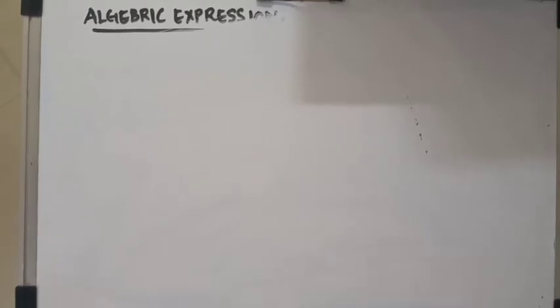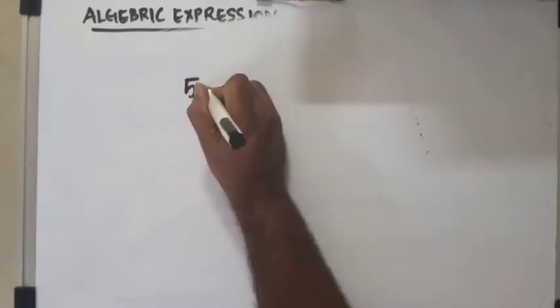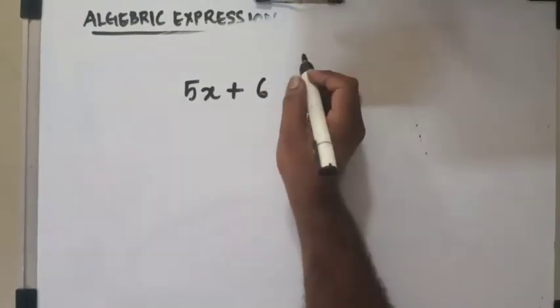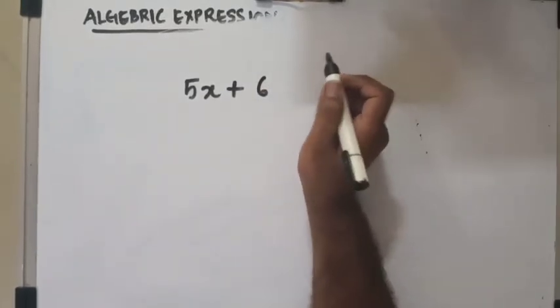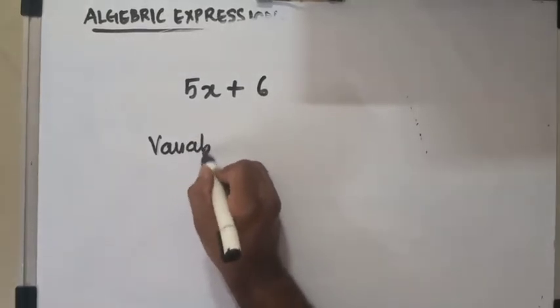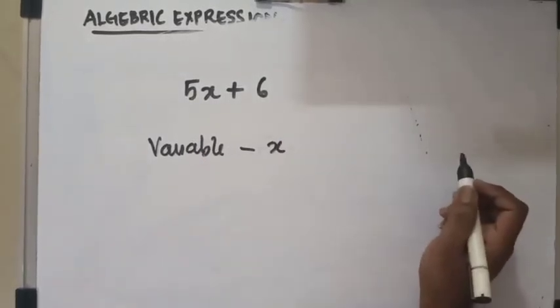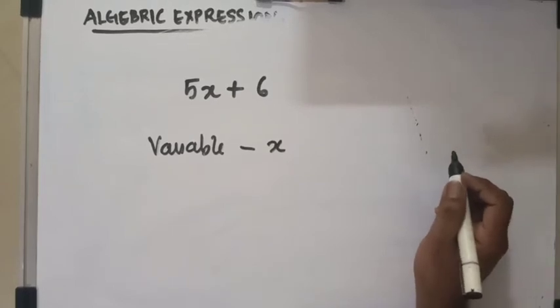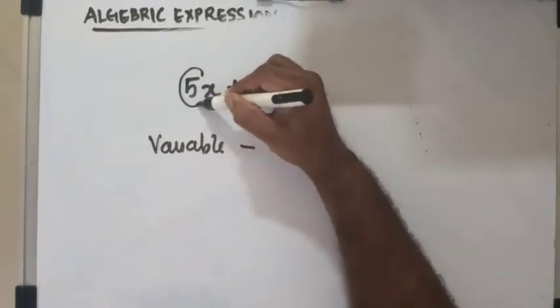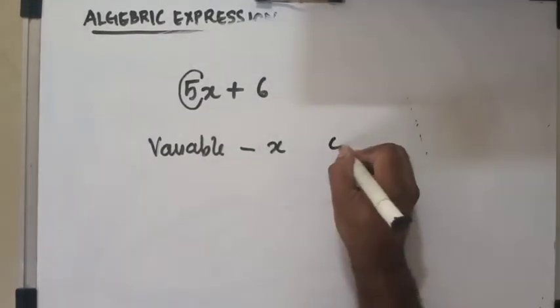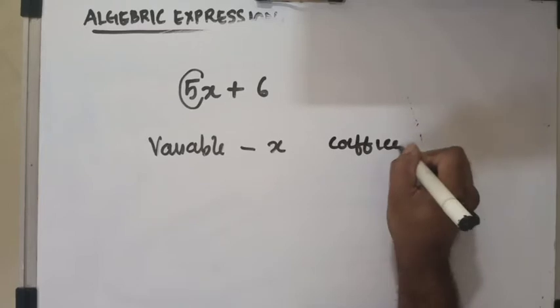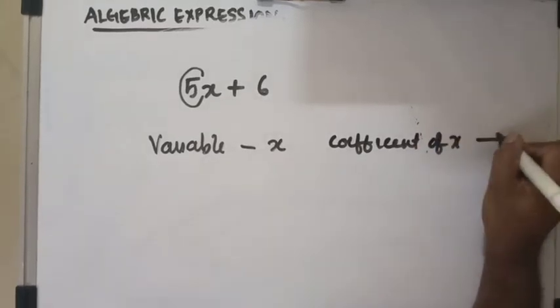So now we'll be moving further and we'll be learning something more. What we'll be learning is the coefficient. Coefficient of the variable. Say if there is an algebraic expression which is 5x plus 6. Now here, if I ask you what is the variable, you will tell me the variable is x, right? And if I ask you what is the coefficient of the variable x, so this 5 is called the coefficient of variable x. So coefficient of x will be 5. Okay?